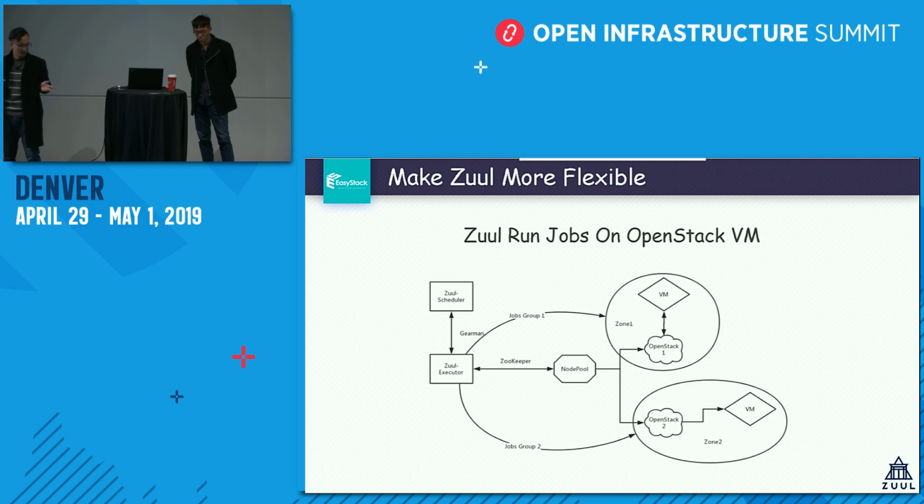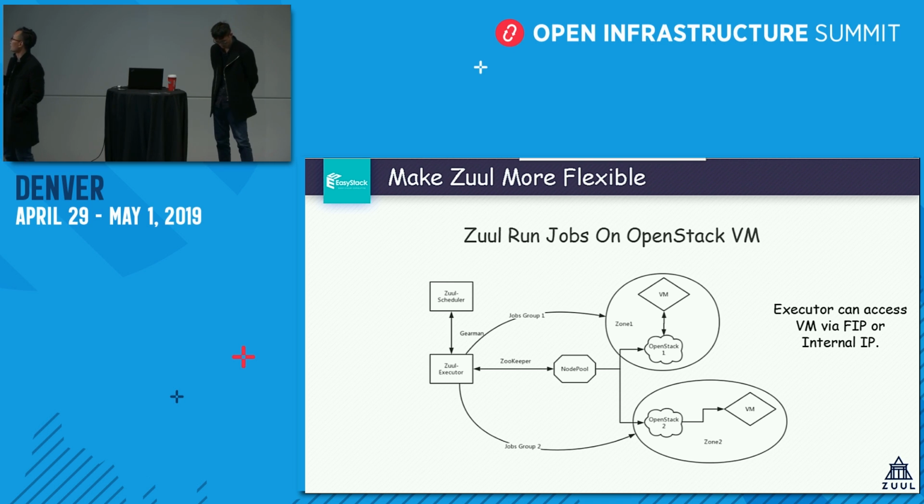This slide shows Zuul running on an OpenStack virtual machine cluster. There are 2 zones in my case, one called Zone 1, and another called Zone 2. And you can define what jobs run on what zone in your project configure YAML, and node pool and the Zuul executor will do some jobs on the node via the floating IP or internal IP. The executor can access the virtual machine via floating IP or internal IP, provided by OpenStack Neutron.